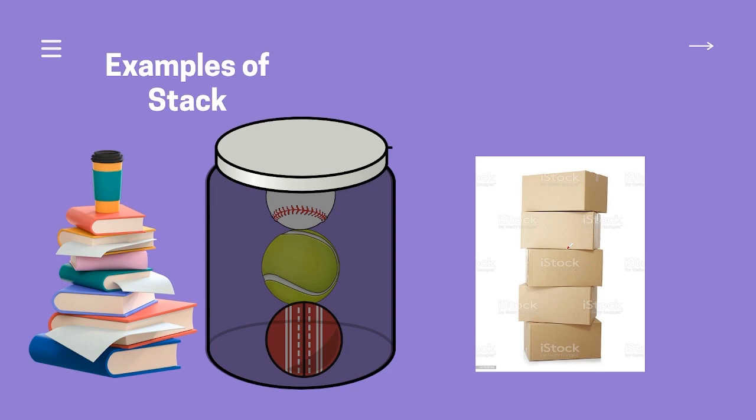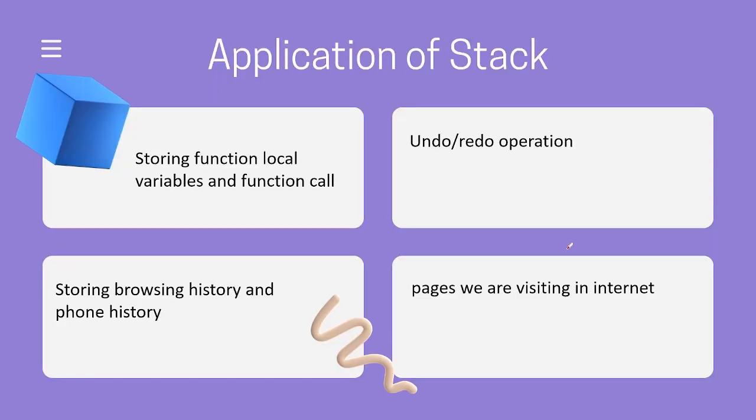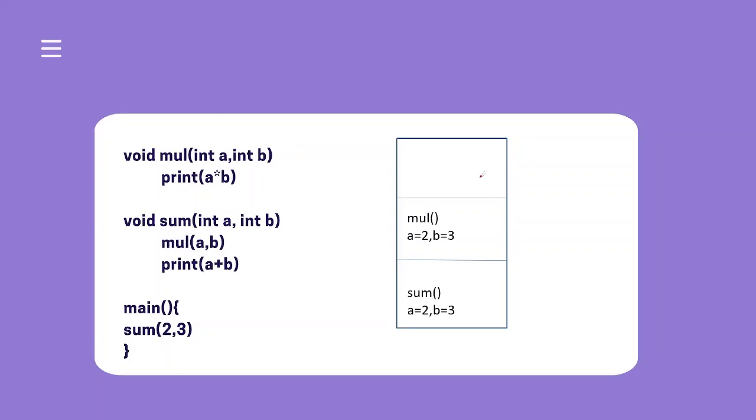Next we will see how the stack is used in our computer. The first application is storing function local variables and function calls. This is one of the applications of the stack, where it is used in computer memory. Here I will write some pseudocode of the program. Whenever the program is executed by the CPU, there are 4 types of memory allocated by the computer. One is called code, another is called data, another is stack, and the last one is called heap.